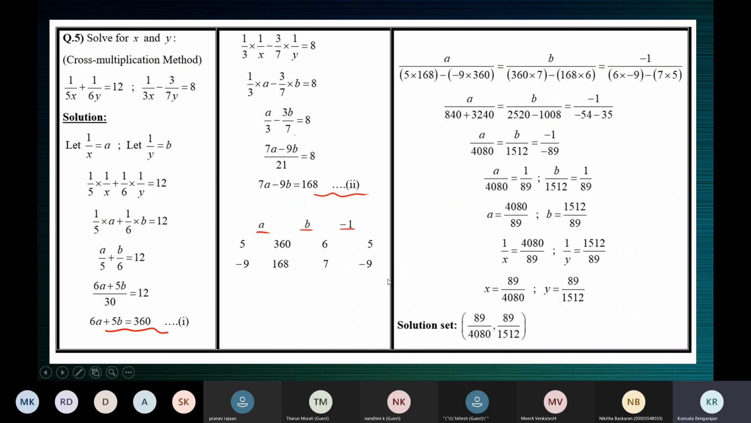Children, since it's time, please take a screenshot of this one and complete this in your notebook later. All of you, please take a screenshot of the answer and complete this in your classwork. Done, children? Done, ma'am.